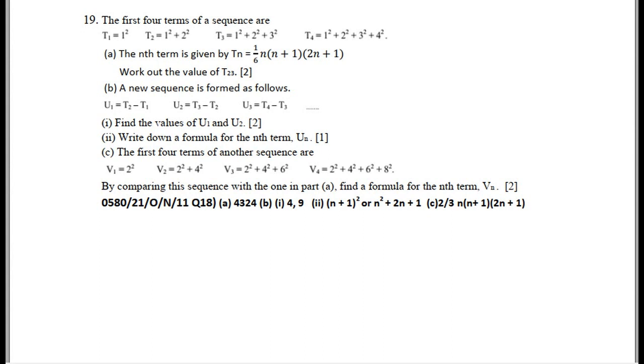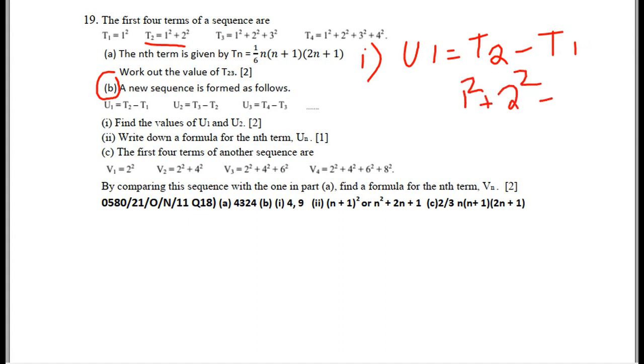Question number 19, part B. A new sequence is formed. For U1 we subtract T2 minus T1, for U2 we subtract T3 minus T2, and for U3 we do T4 minus T3. Find the value of U1 and U2. So for part 1, U1 is actually T2 minus T1. T2 is this, 1 square plus 2 square, minus T1, this 1 square. So we get 4.